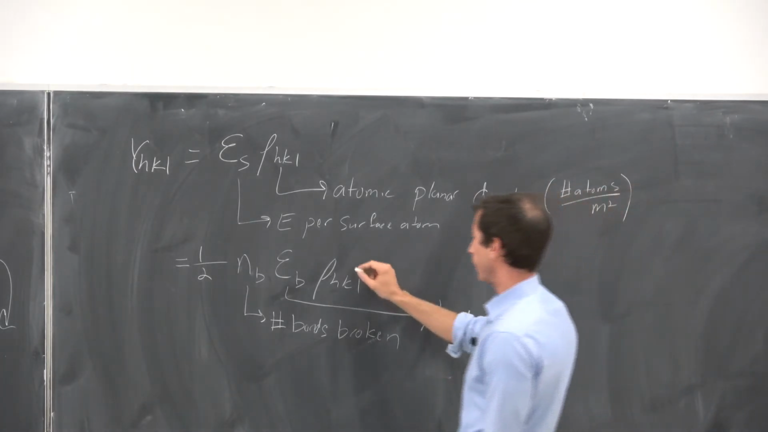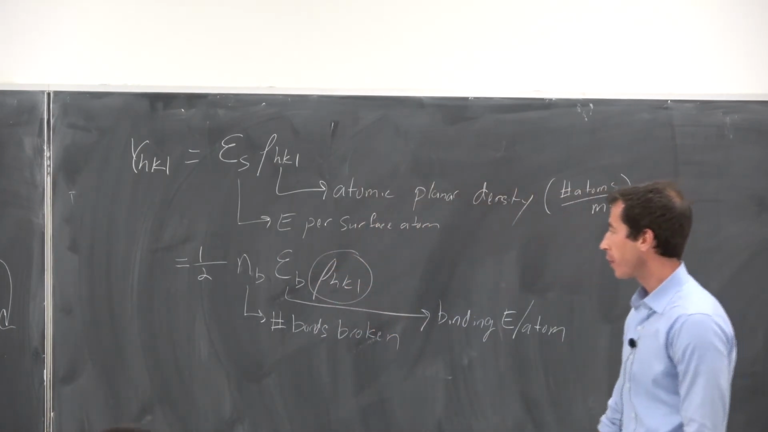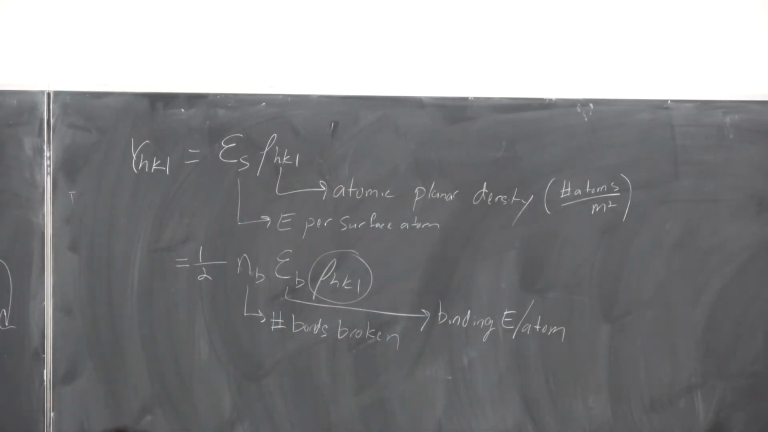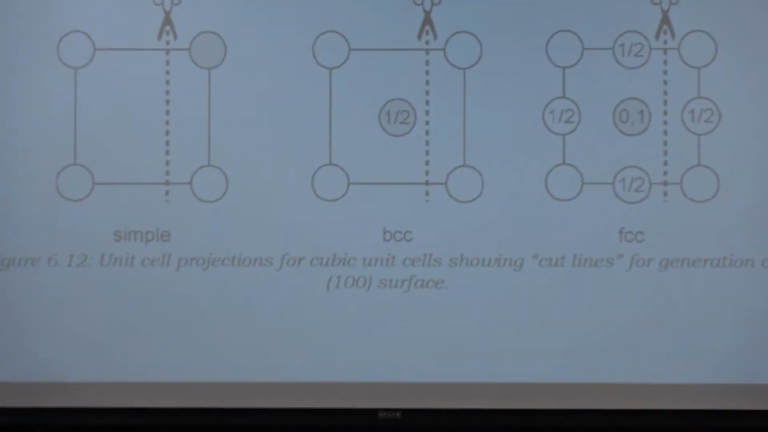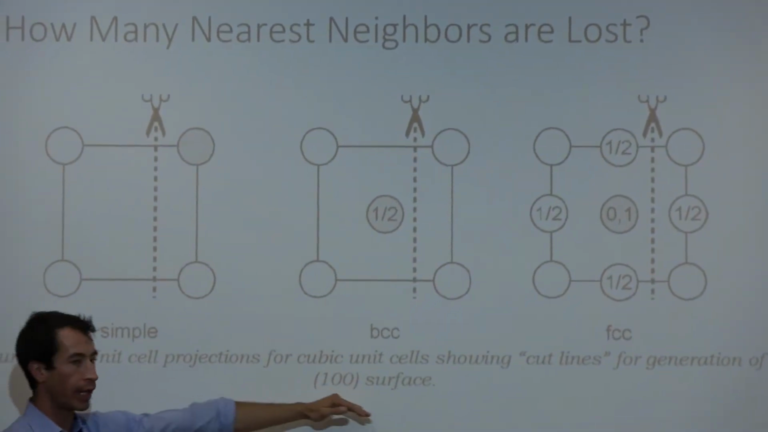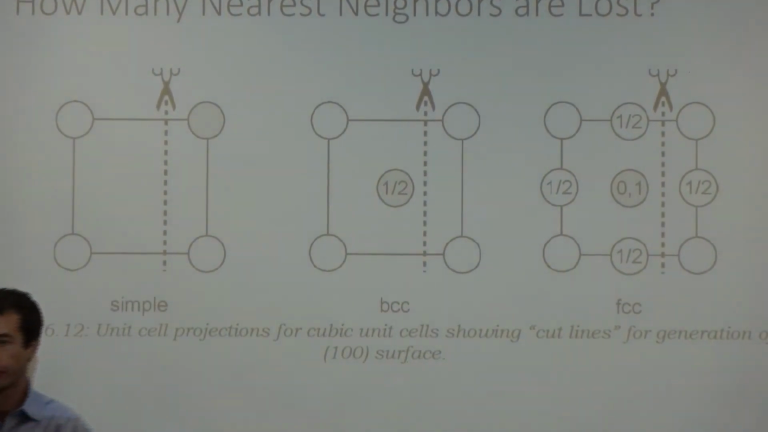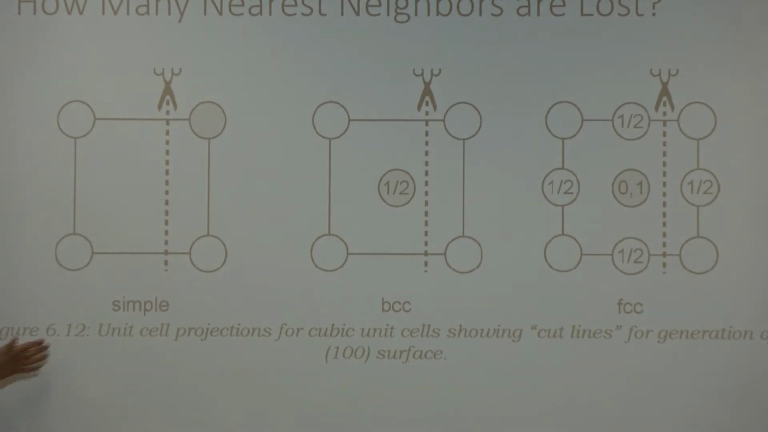Okay, now this thing and this thing are kind of tricky. Let me pull up her thing. How many nearest neighbors are lost in each of these situations? So these are all, we're going to make a 100 plane through three different types of crystals. So somebody said earlier on a simple cubic, if we make a 100 plane, you lose one, right? Because when you cut here, this nearest neighbor no longer exists, right? The one above it remains, the one here remains, the one there remains, and then the two on either side remain. So you have one broken bond, five nearest neighbors remaining, okay?